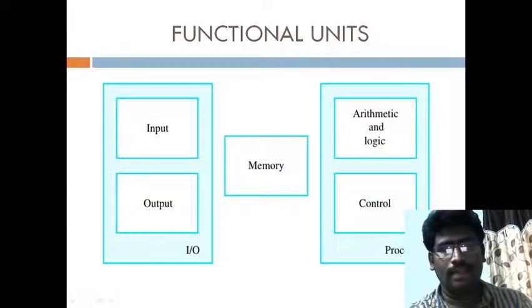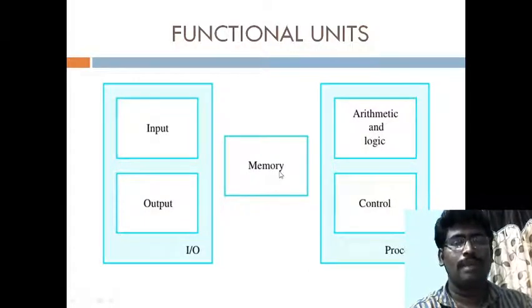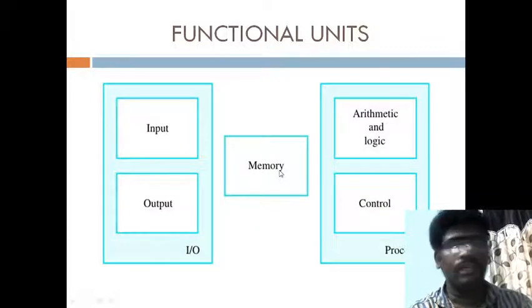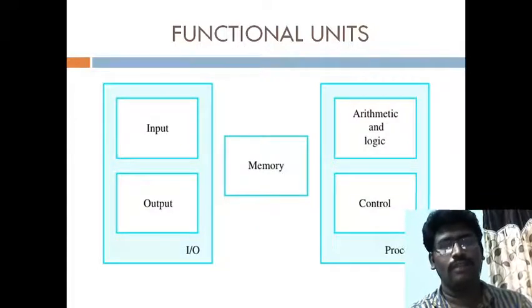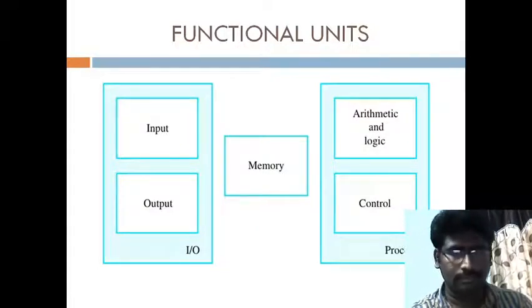So totally there are 5 functional units, and these two units, input and output units, come under the category of IO unit. Arithmetic and logic unit and control unit: both ALU and control unit come under the category of processor. Now the memory unit is a separate unit here. So totally we have 5 functional units.